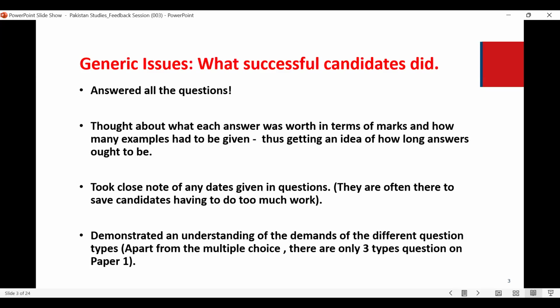So apart from the multiple choice, there are only 3 types of question on paper 1, and those successful candidates in the exam, their success often revolves around knowing what to do in an answer as much as they know the history. It's how to answer that question really shows through on those very successful candidates. So yes, they know the information. I'm certainly not saying that isn't a very big part of being a successful candidate, but it's knowing what to do with it. So both of them are really, really important.